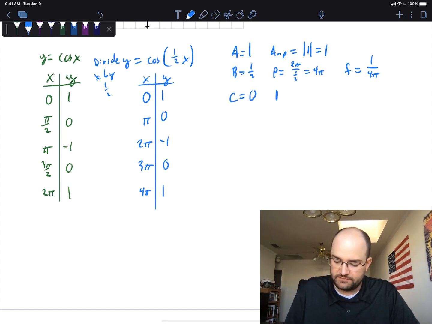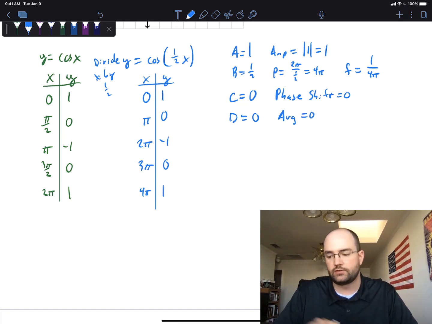C is 0, so the phase shift is 0. And D is 0, so the average here is 0. It's about the line y equals 0.